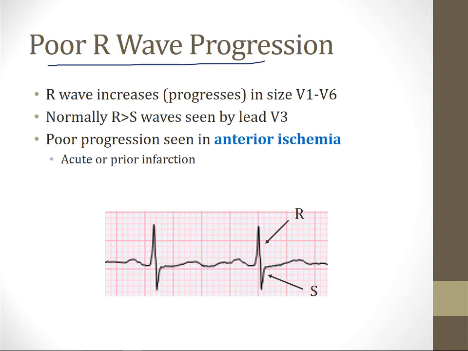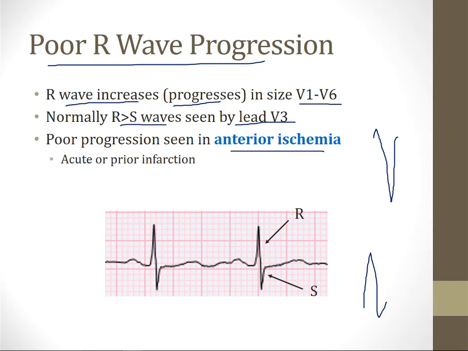Poor R wave progression is another finding that can be seen in coronary ischemia. Normally the R wave increases in size or amplitude as you go from V1 to V6. So lead V1 typically has a very small R wave and a very deep S wave. By the time you get to V6, you usually have a tall R wave and very little S wave. That's the normal progression. Normally, you should see an R wave that's larger than the S wave by lead V3. If you have poor progression, this is a sign of anterior ischemia. You can see this acutely with an anterior infarction, and you can see it in patients who had a prior infarction many years ago.